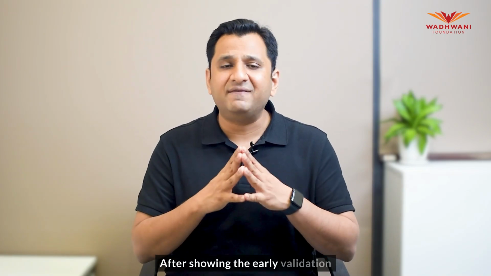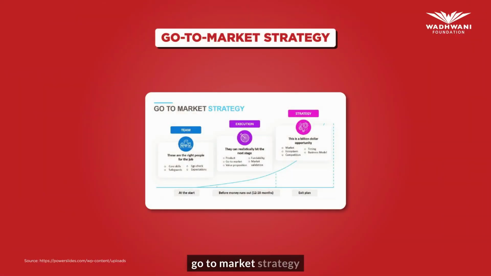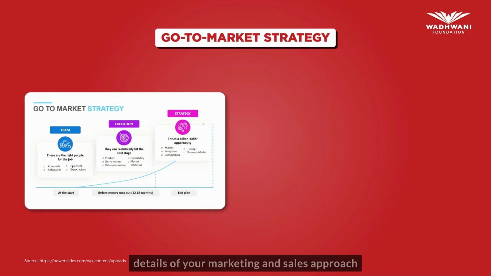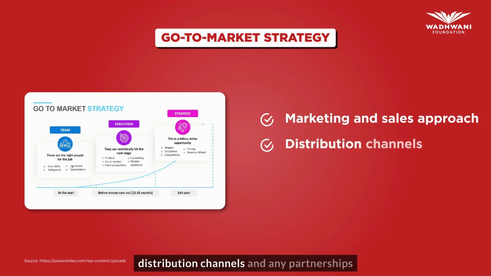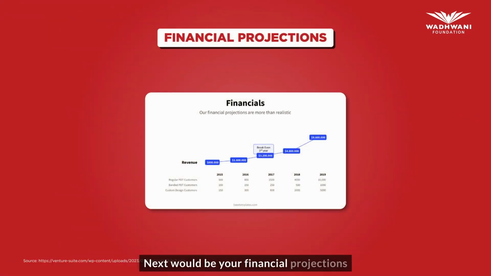After showing the early validation, it's time to talk about a full-fledged go-to-market strategy that will help you outline how you plan to acquire customers and penetrate the market further. On this slide, include details of your marketing and sales approach, distribution channels, and any partnerships that will help you scale. Next would be your financial projections.